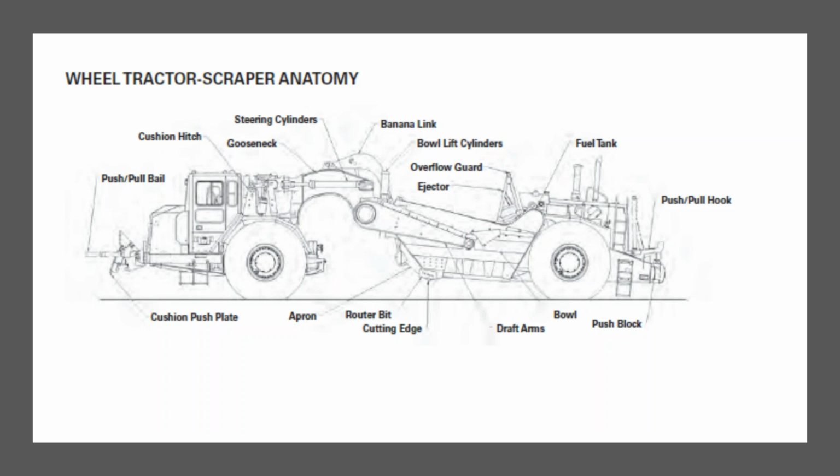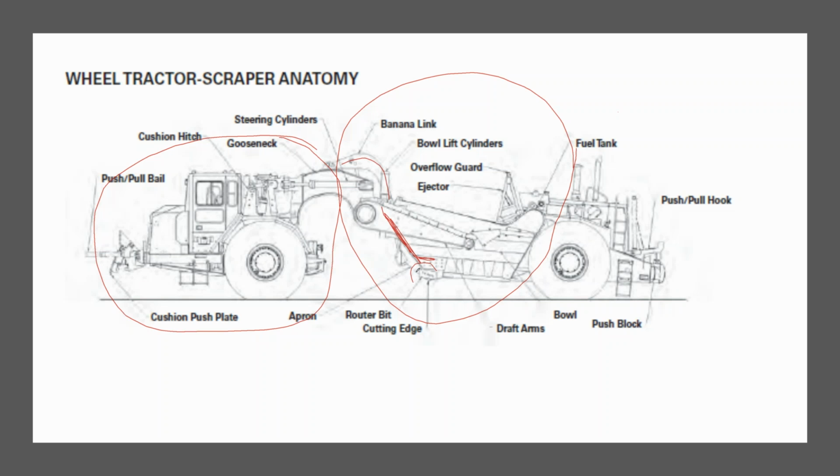The screen in front of you shows you a profile of a typical scraper. And this typical scraper consists of several parts. The first part here is the cab. In the cab, we typically will have an engine, we will have an operator, and we have the front axle. The second part is the bowl, and the bowl will consist of a banana link, an apron, a cutting blade, and an ejector. Each of these performs a different function.